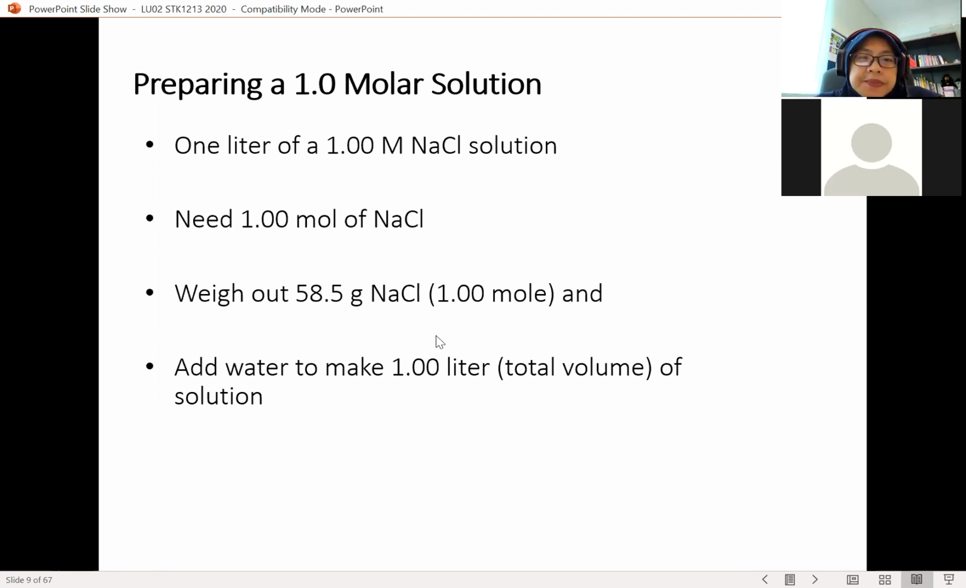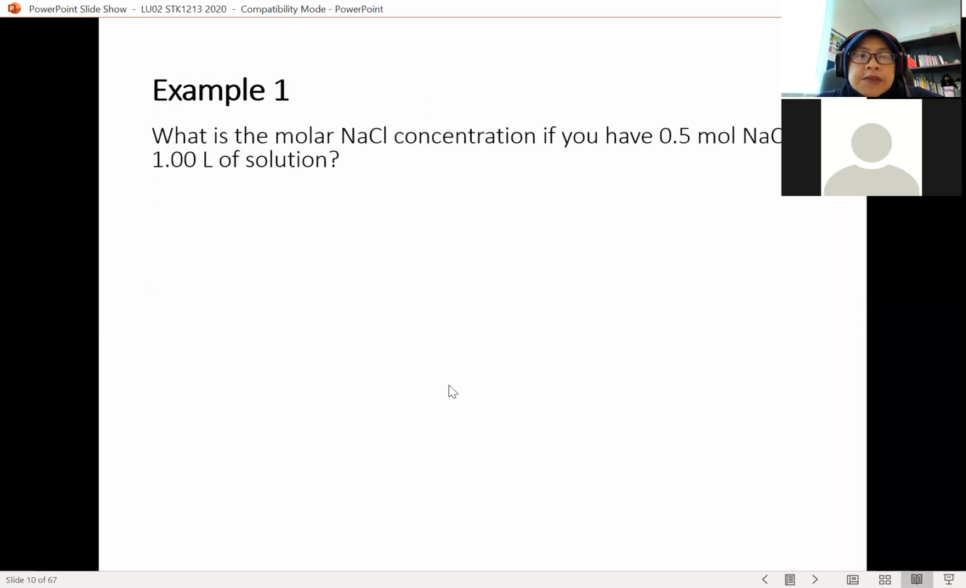Okay, 1 liter of 1 molar solution. Because you have 1 mole of NaCl here and 1 liter of solution here. Okay, you go back to the definition of molarity just now. Molarity is equal to mole of solute over liter of solution. So this is the mole of solute and this is the liter of solution.